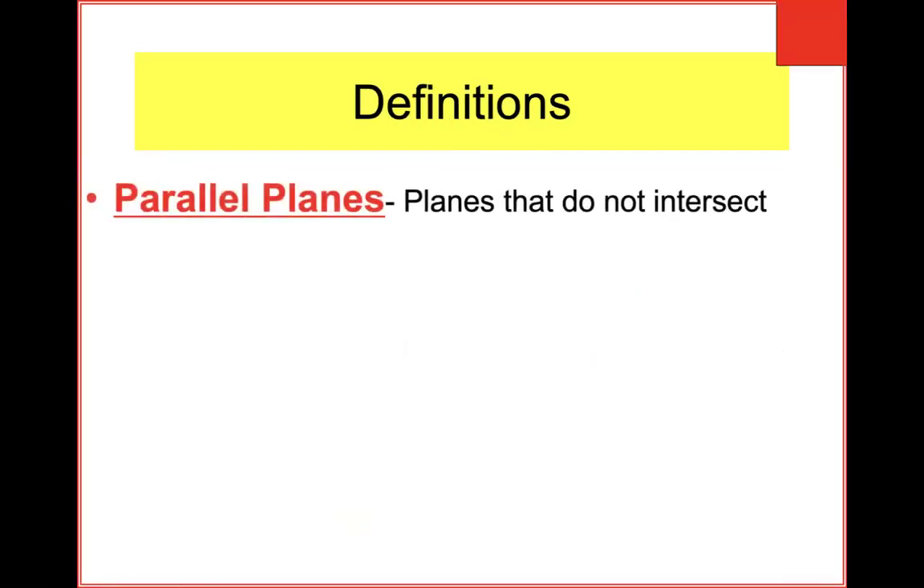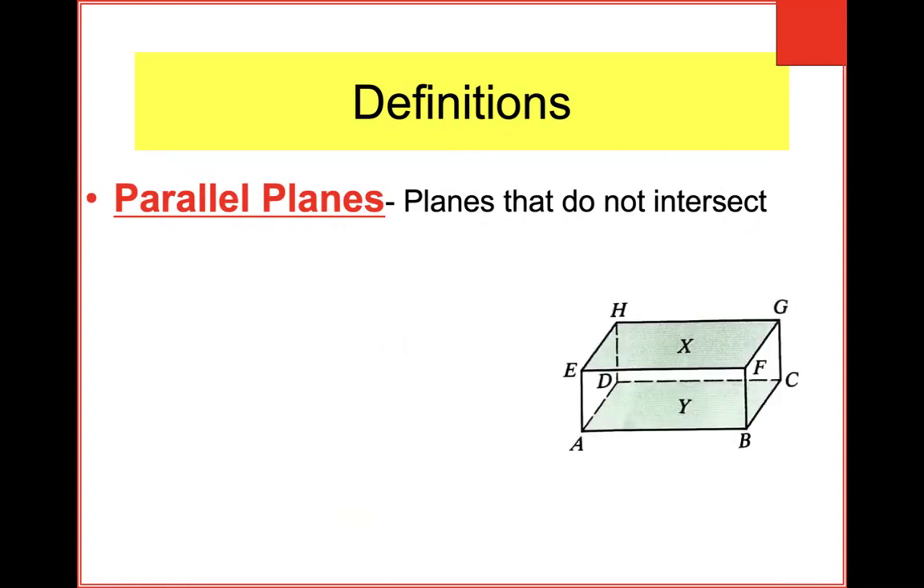All right, so let's talk about planes. Can planes be parallel? Sure can. Two planes are parallel when they don't intersect. Think of a box. I got a top and a bottom. So plane X, the top plane, and plane Y, the bottom plane, do not intersect, therefore they are parallel. There are actually three sets of planes there that don't intersect: the left and the right, the top and the bottom, and the front and the back.